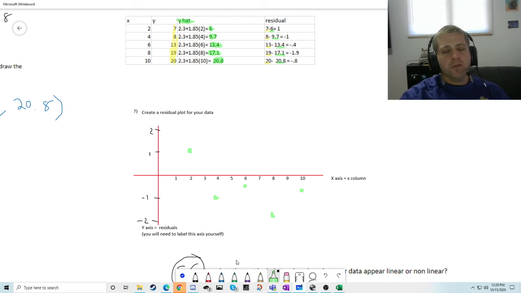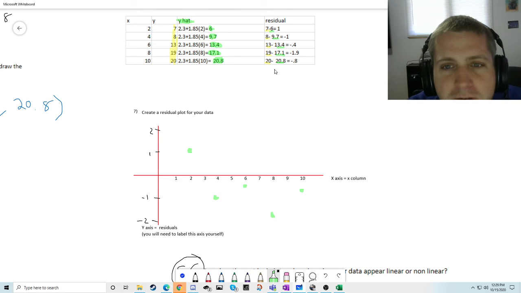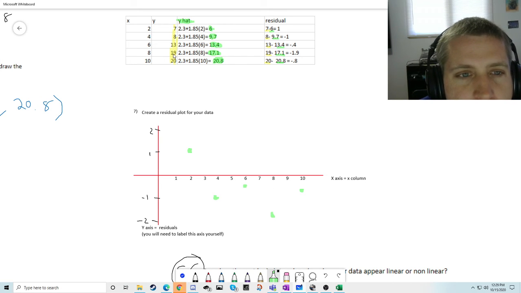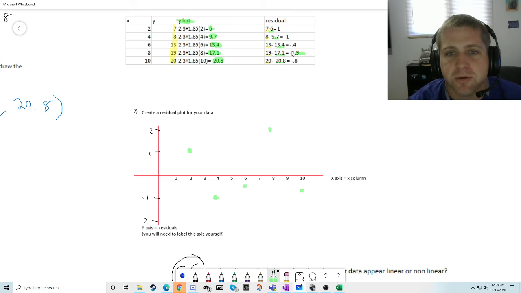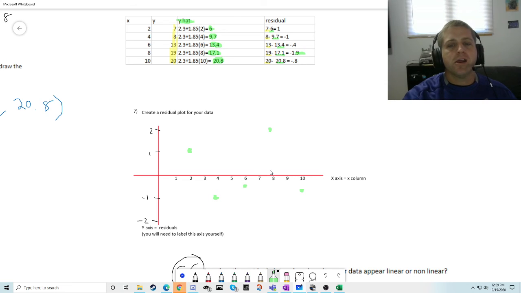So, that seems really odd. Did I accidentally put a negative somewhere where I shouldn't have? 19 minus, oh yeah, this is a positive 1.9. Good job, Moffat. That's a positive 1.9. So I messed that one up, because I did a bigger number minus a smaller number and wrote negative. So ignore that.